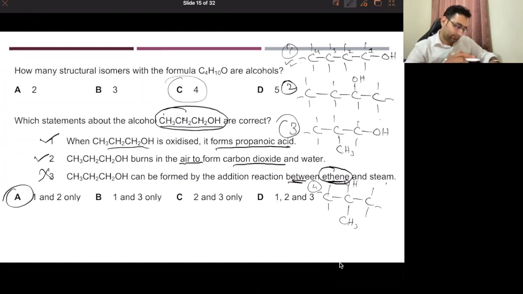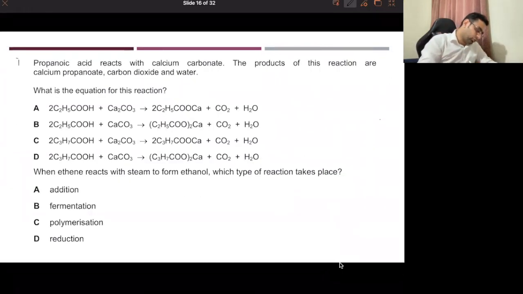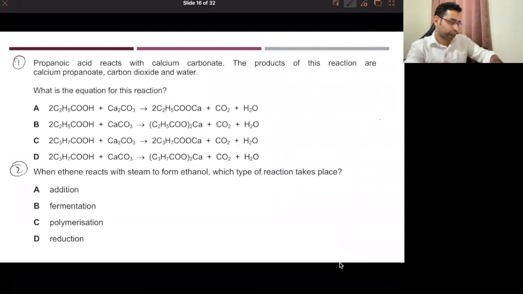Achha, next is with this compound. I'm giving you 2 minutes to solve these two questions, 1 and 2. Propanoic acid reacts with calcium carbonate to form carbon dioxide and calcium propanoate. Oh, sorry. Yes, calcium propanoate. So what should be the answer for this?